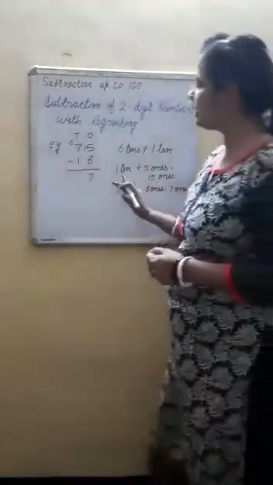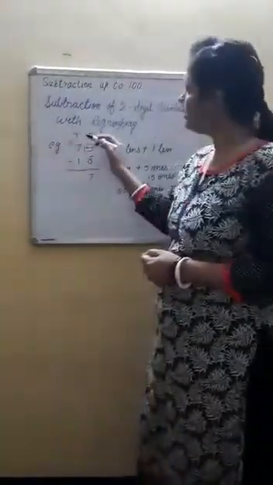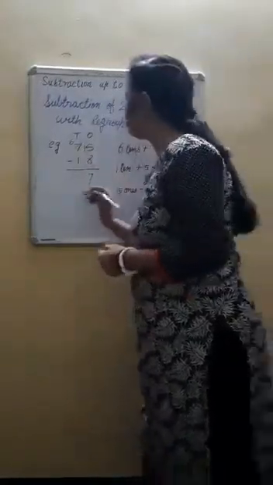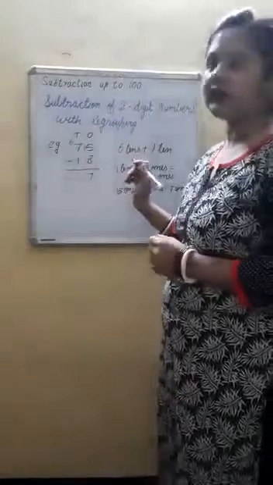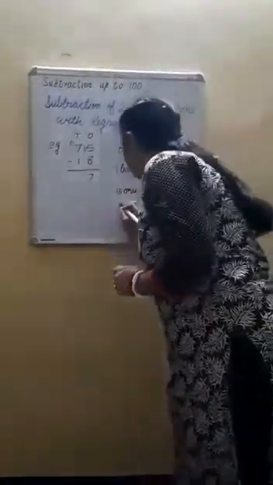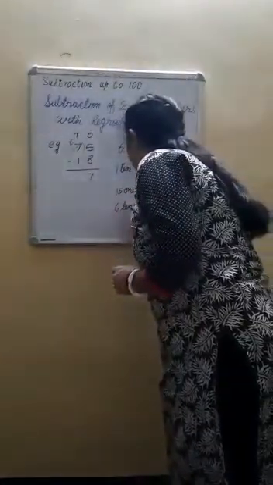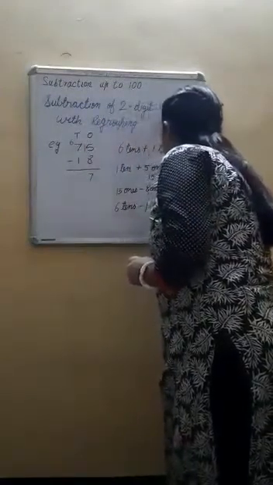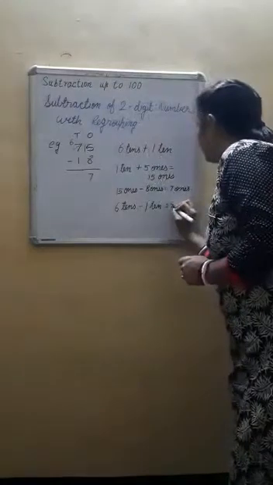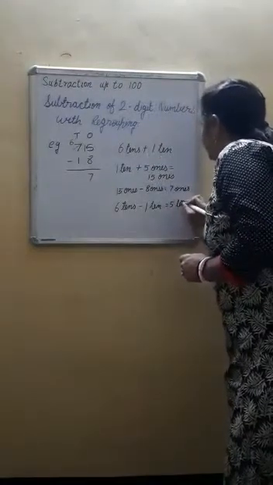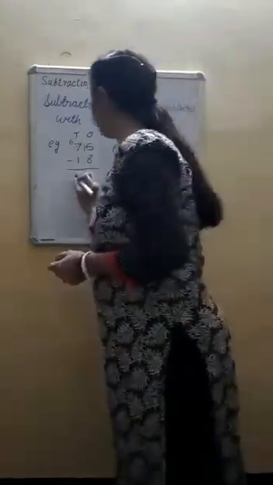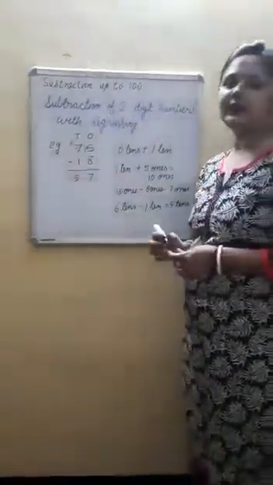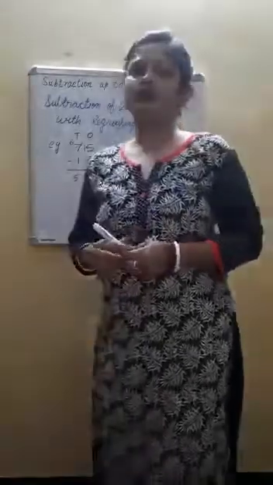Now let's move to the next tens column. So here we can see 6 tens is there and 1 ten. So here 1 is smaller than 6 and we can easily subtract it. So we'll subtract 6 tens minus 1 ten. The answer is 5 tens. So we'll write this 5 in the place of tens. So 57 is the answer. Hope you have understood.